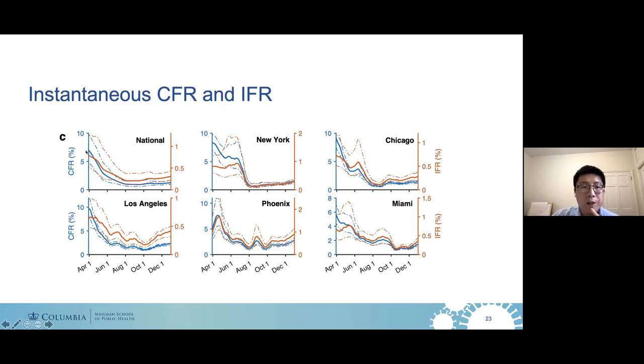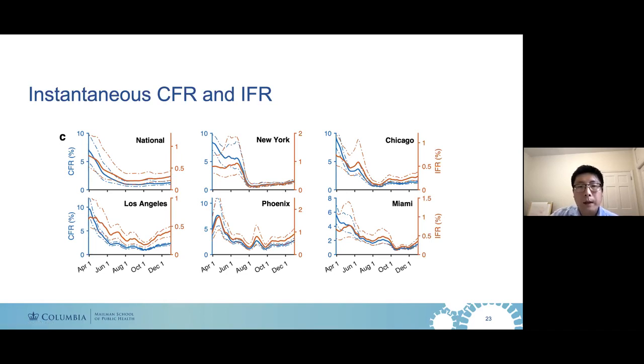The blue line shows the CFR, and the red line shows the IFR. So in the US, nationally, both CFR and IFR dropped over the year. The IFR dropped from about 0.8% in April to about 0.3% in December.